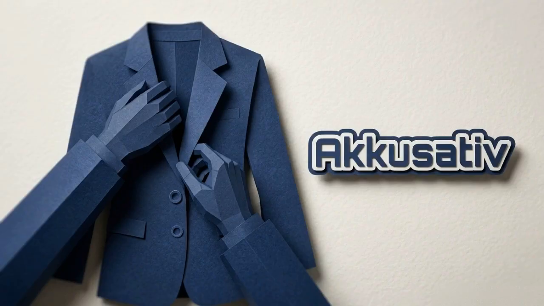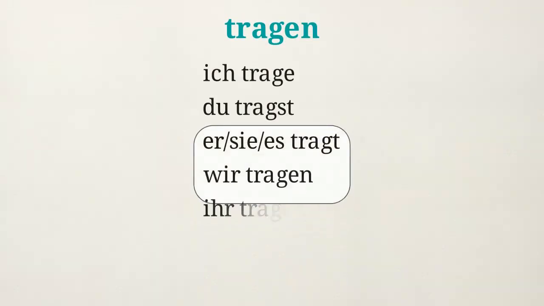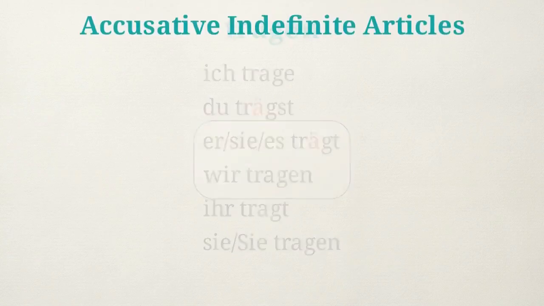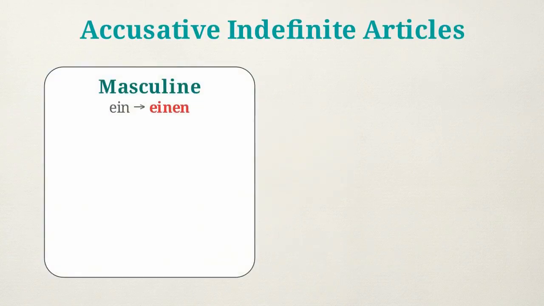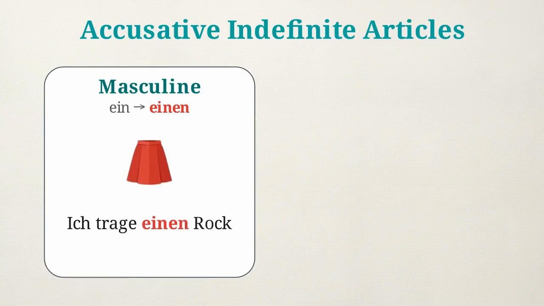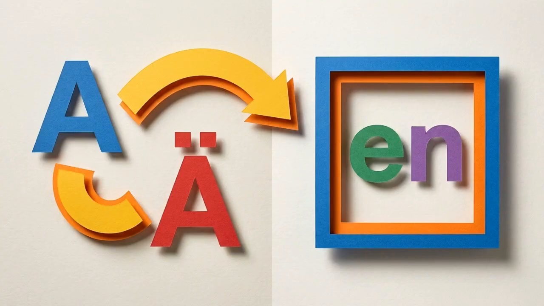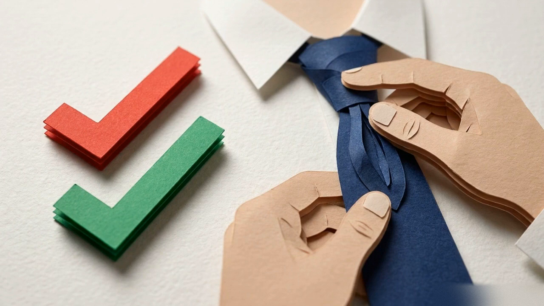The verb tragen, to wear, functions the same way. Since you are acting upon the clothes by wearing them, they stay in the accusative case. Notice that tragen is an irregular verb. The a shifts to an ä, creating du trägst and sie, es trägt. This accusative shift applies to indefinite articles too. We say, ich trage einen Rock for masculine, but the neuter remains ein Hemd. Using tragen effectively means managing two grammatical tasks at once, applying the vowel shift in the verb, and selecting the correct case ending for the object.